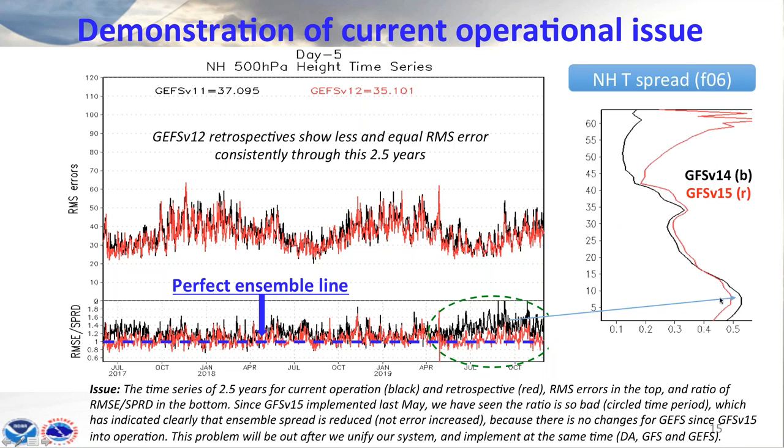The initial perturbation, see over here, this is a snapshot of the temperature spread profile. The black one is operational, the red one is the F15. We moved to it at this time and made the changes. You know, the initial spread is different.